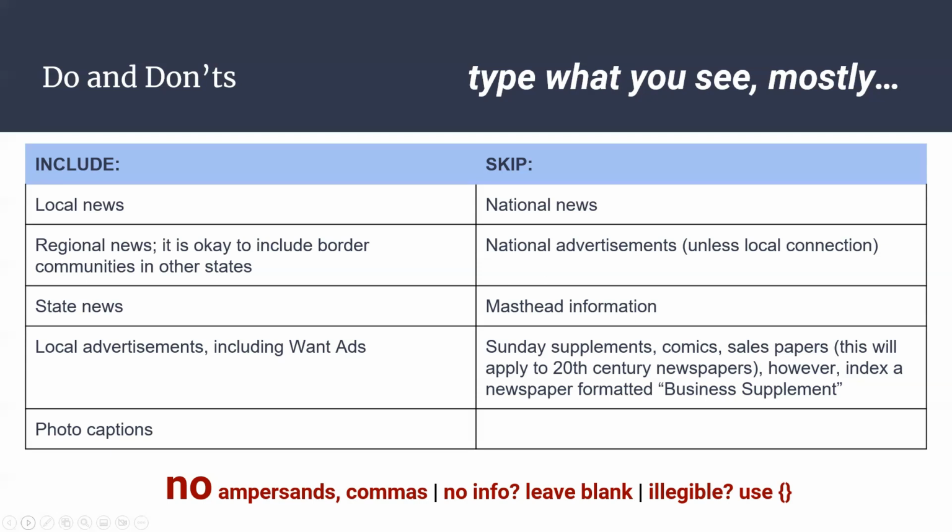We are asking that you not include ampersands, and that you not include commas. We are asking that if you do not find information for a particular cell, and we're going to talk about what those cells are in the spreadsheet in a different video, you leave those blank. And if you have text that is not quite readable, you can't tell what it is and it's illegible, we have characters you can use for that as well. These are all explained in the written guidelines on the From the Page site too.